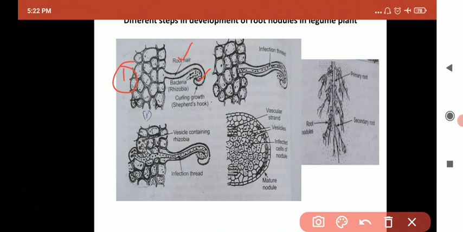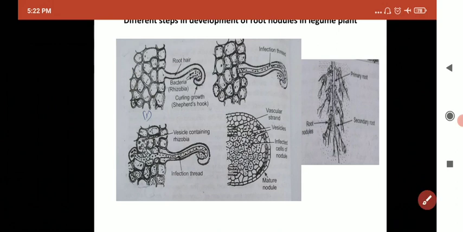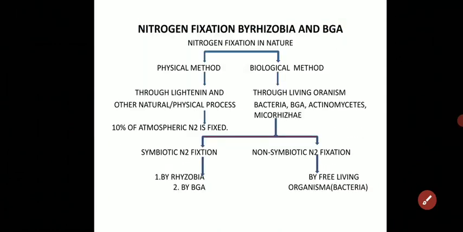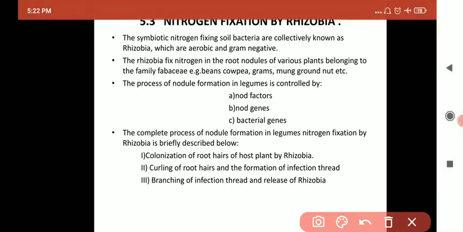The adhesion of rhizobia to root hair completes the process of colonization of root hairs by the rhizobia. Now the next step, that is the second step, is curling of root hairs and the formation of infection thread.